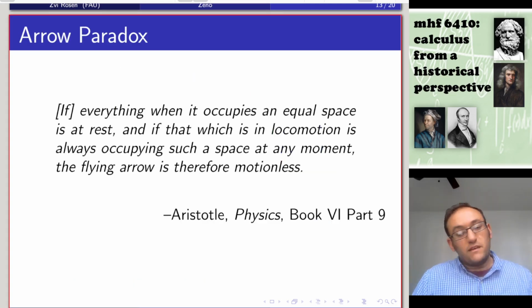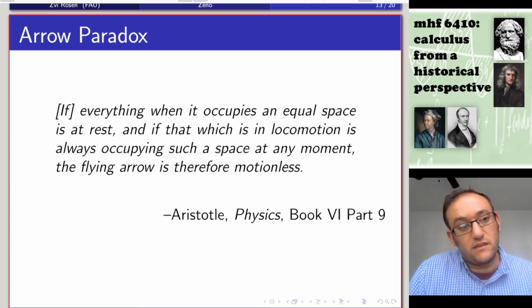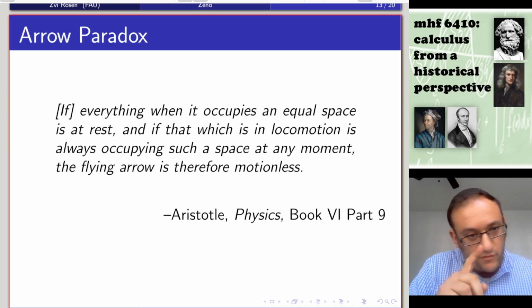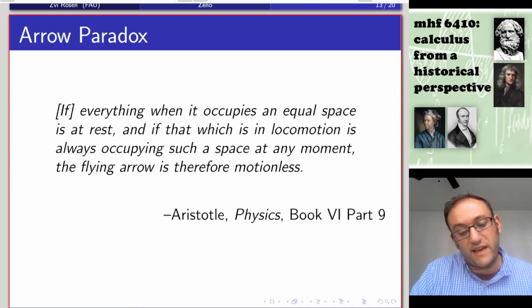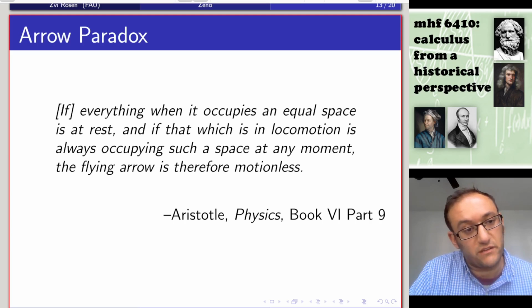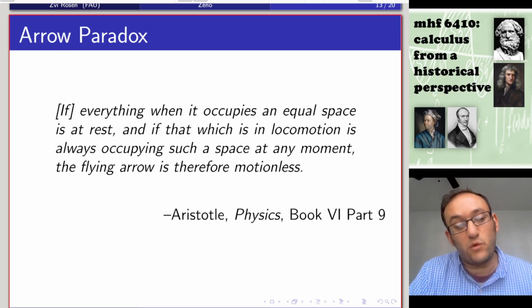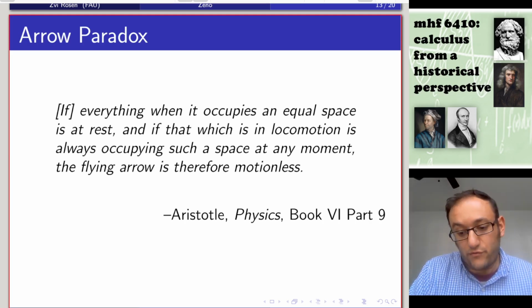Okay. Now we can look at the arrow paradox. Okay, and this is from a different paragraph, but close by in the same book of Aristotle: If everything, when it occupies an equal space, is at rest, and if that which is in locomotion is always occupying such a space at any moment, the flying arrow is therefore motionless.